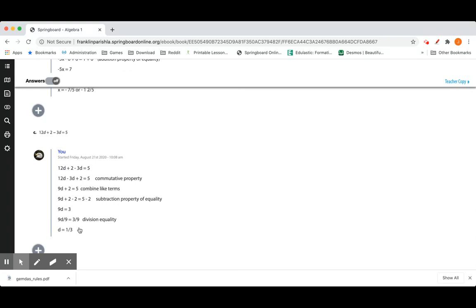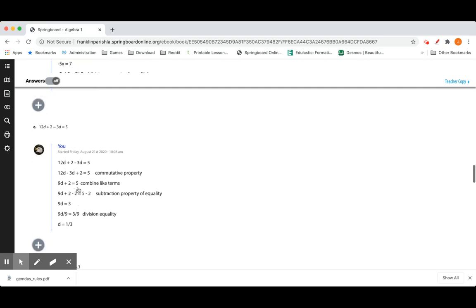If we wanted to check, we could multiply 12 times 1/3 and 3 times 1/3, add 2, and then subtract, and see what answer it was. So let's see. 12 times 1/3 is 4. 3 times 1/3 is 1. So it's going to be 4 plus 2, which is 6, minus 1, which is 5. And that would be correct. That is our solution.